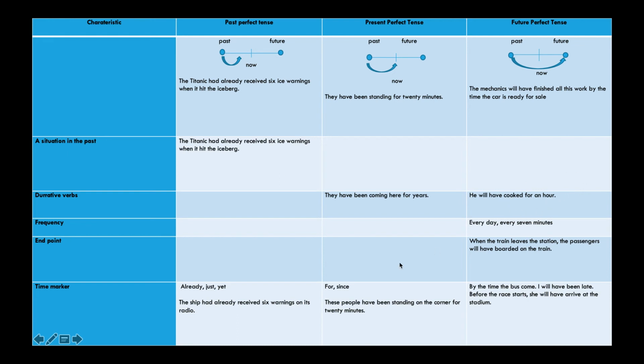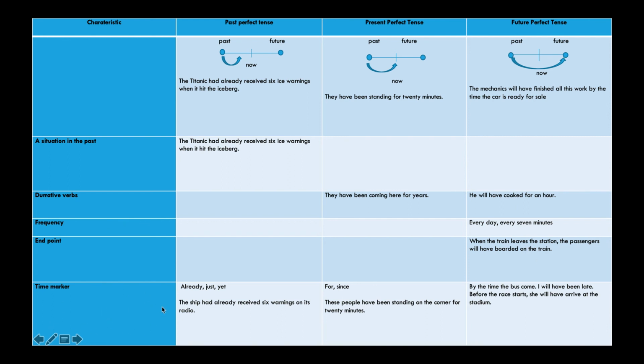So durative verbs are actions or activities that have a duration. And punctual verbs are activities or actions that happen or occur instantly. For example, put, drop, throw, and more. And the frequency, you can see here: every day, every 7 minutes. And endpoint, you can see: when the train leaves the station, the passengers will have boarded the train.